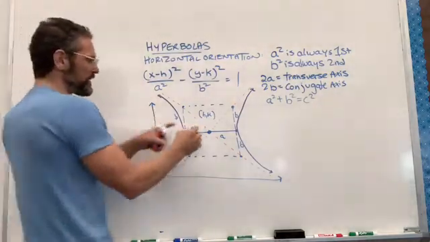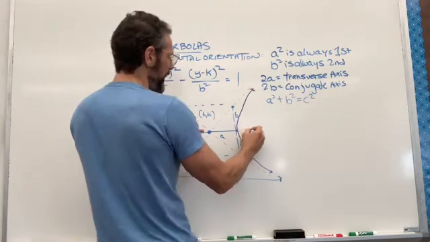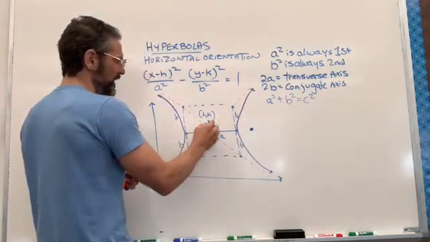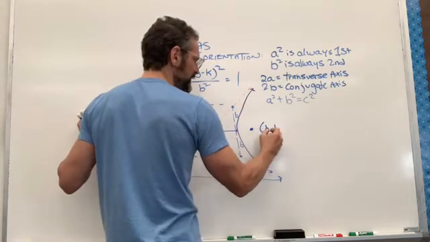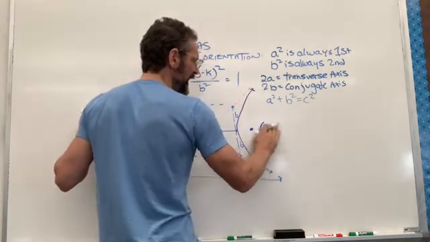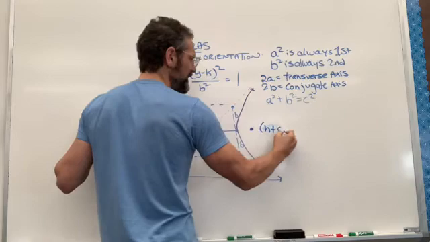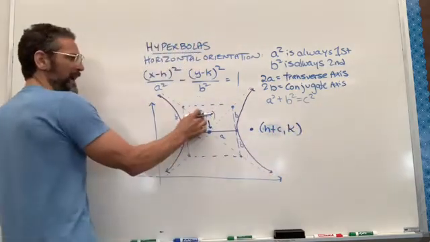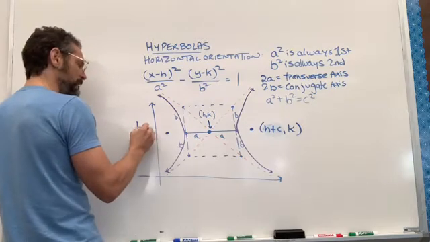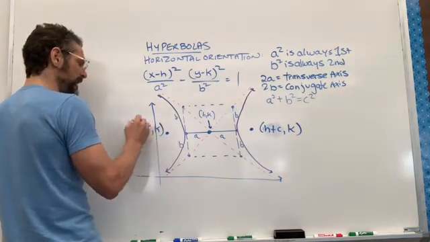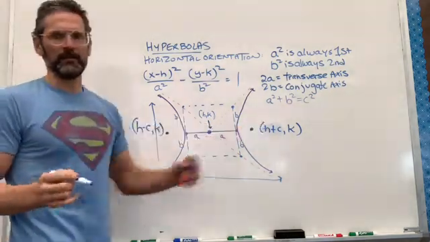And once we find C, we can go plus from HK. Remember, that's HK. So we do H plus C. Sorry, this would be H plus C comma K, because I'm adding to the H point of HK. And this one here would be H minus C comma K. And that's how I would find that.